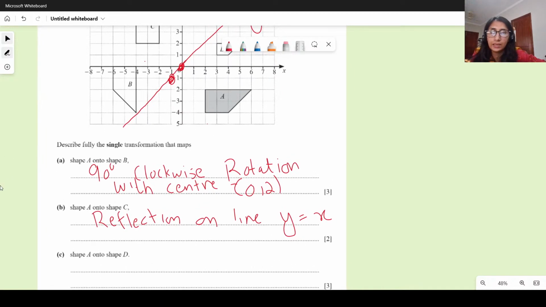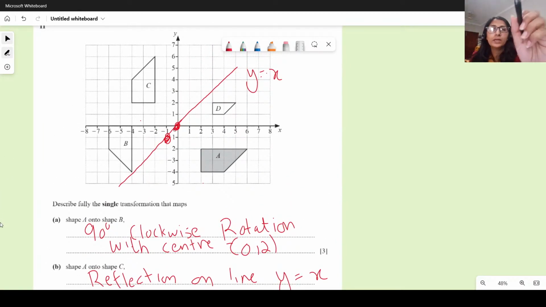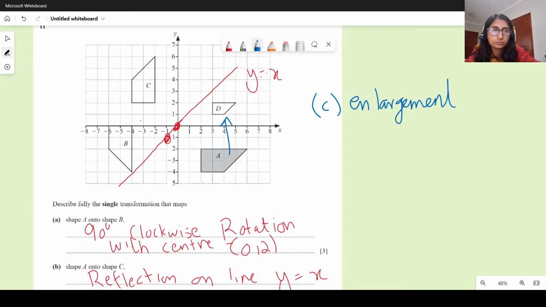Okay, next is A onto D. Now A onto D is definitely an enlargement. This is changing size, that means it's an enlargement. So C would be enlargement. I need the center of enlargement. I also need the scale factor of enlargement.